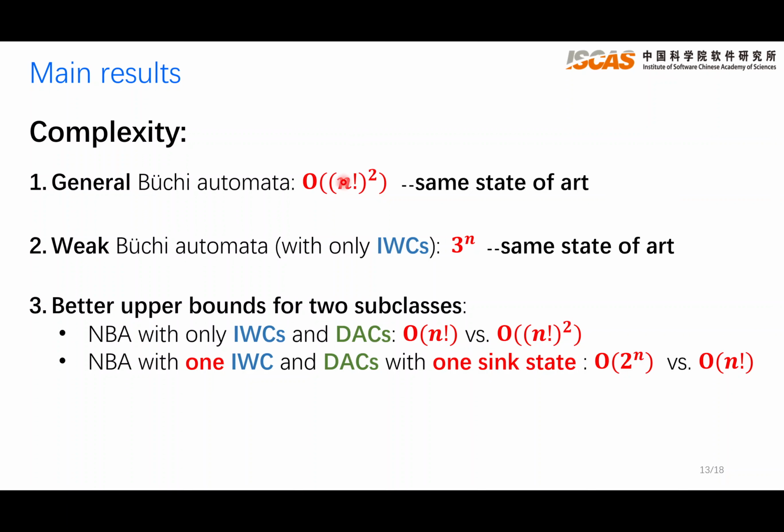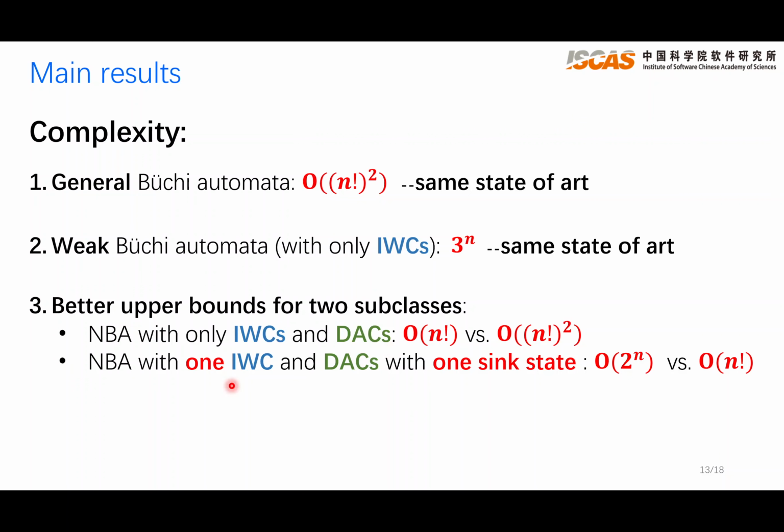We show that our construction is correct and has the same state-of-the-art complexity as previous works for general Büchi automata and weak Büchi automata. We prove that for Büchi automata with only inherently weak SCCs and deterministic accepting SCCs, our complexity is only n factorial. This class is so far the largest subclass of Büchi automata with this complexity.